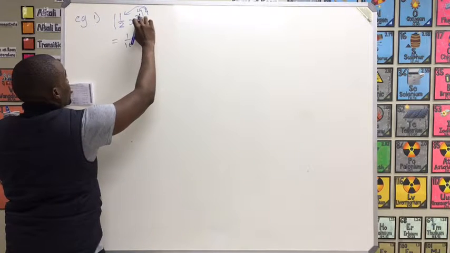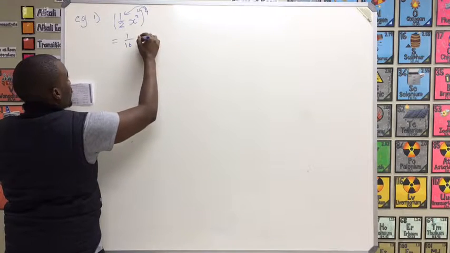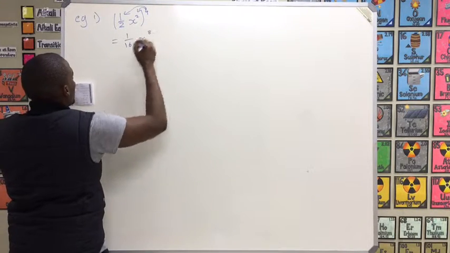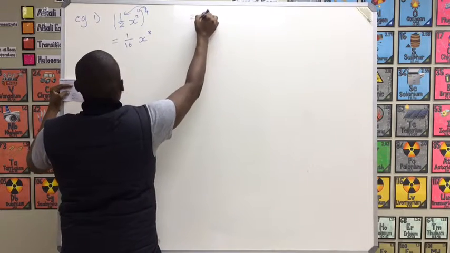X squared to the power of 4, so 2 times 4 simply becomes 8. So that's x to the power of 8. That's easy enough. Let's look at another basic example.